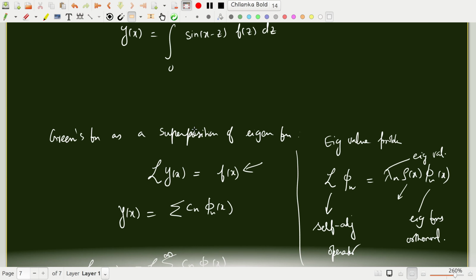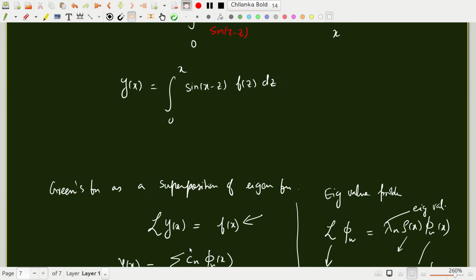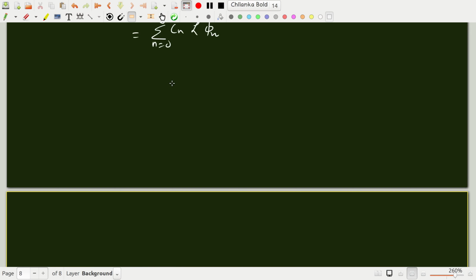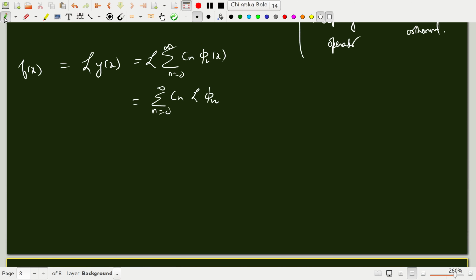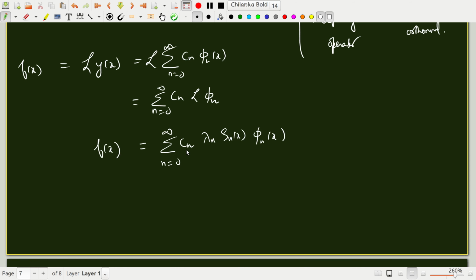Okay, let me back up a couple of steps to be clear. What we did was we found that you had f of x, which is L y of x, and instead of y of x I'm writing the sum of Cn L phi n of x, and because L is a linear operator, I take it this side. Since n is 0 to infinity, Cn. Now L phi n is lambda n rho n of x phi n of x, right? And this is f of x. To find the constant Cn, you have to multiply both sides by phi j star of x and integrate between the domain, let's say a and b.